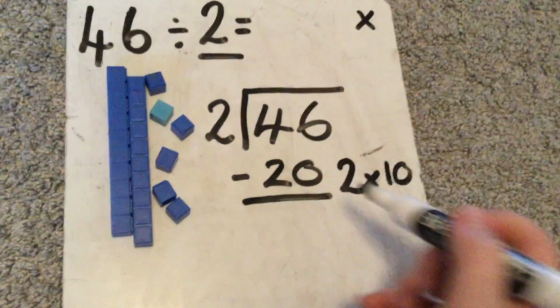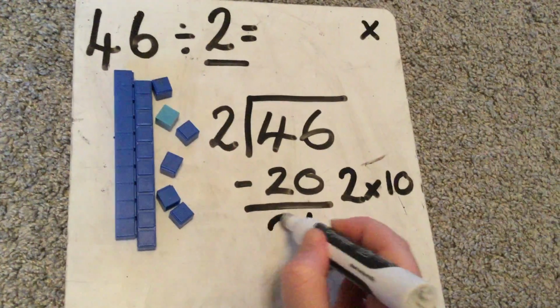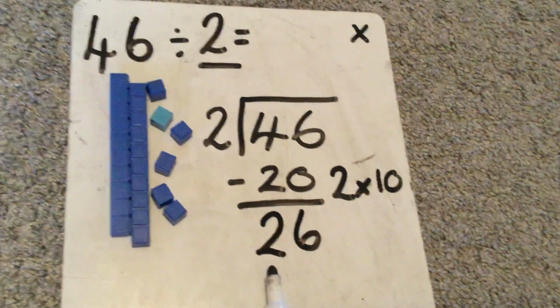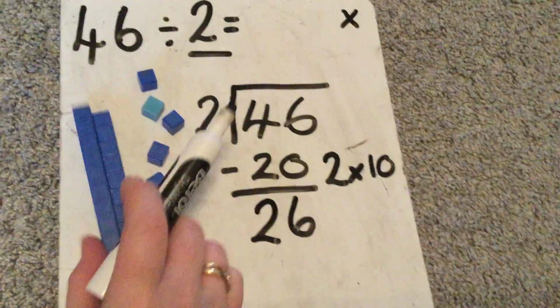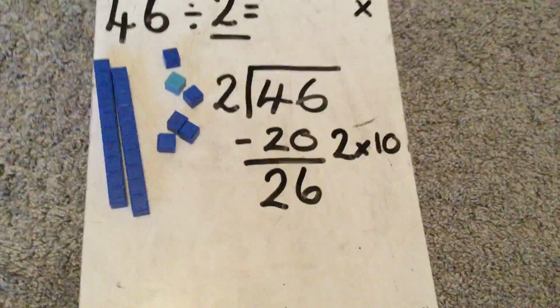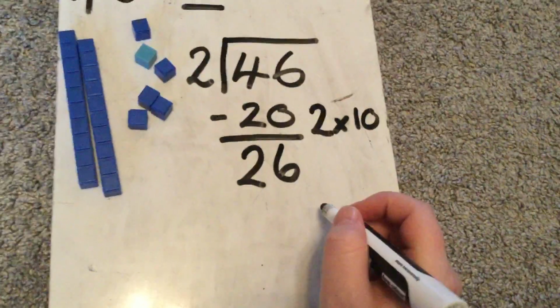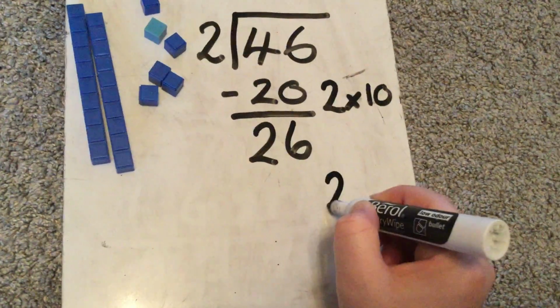6 subtract 0 is 6. 4 subtract 2 is 2. So I should be left with 26. And I can see I've got 2 10s and 1, 2, 3, 4, 5, 6 1s, 26. Okay, so we're going to have to do this again because we have not got rid of all the deans yet. So let's stay in our 2 times table because we're dividing by 2.